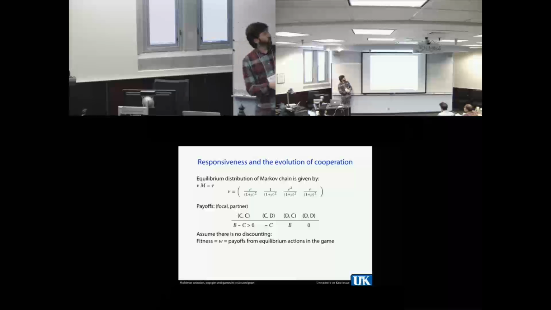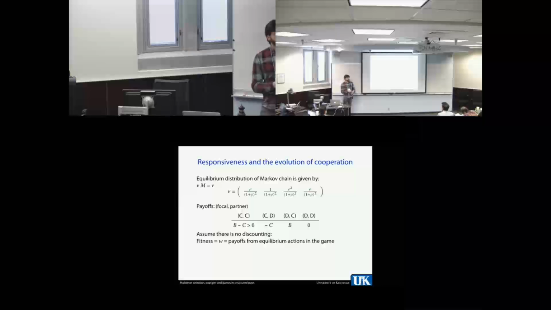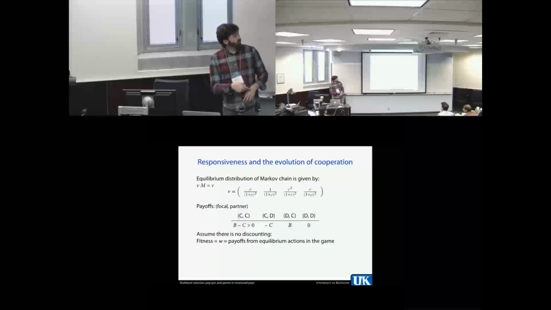For simplicity in this case, we'll assume there's no discounting. So that probability of continuing the interaction we'll assume to be very close to 1. Individuals are reciprocating the interaction long enough that they reach the equilibrium distribution of the Markov chain, so we can simply calculate the payoff by multiplying the payoffs times these probabilities. Then we assume that those payoffs are equal to their fitness, the equilibrium actions in the game.